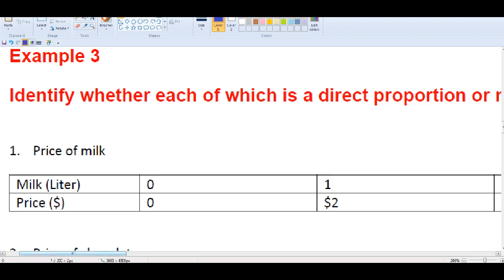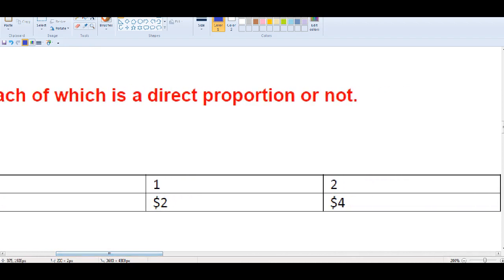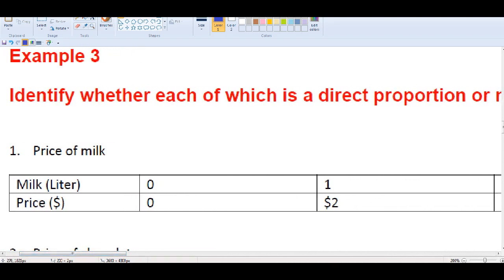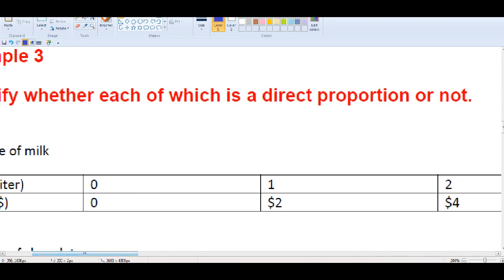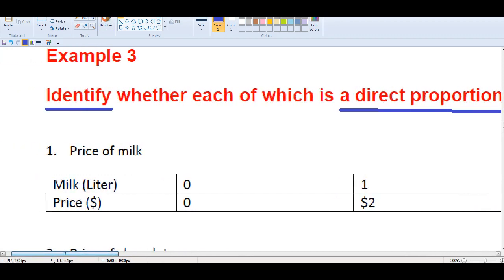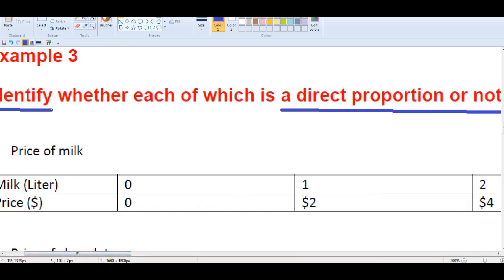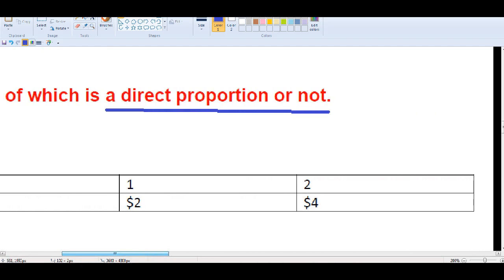So let's see. How about 2 liters, $4? Okay, the question is you need to identify each of which is a direct proportion or not. So you need to identify whether it's a direct proportion. Okay, so let's see. It includes 0, 0, right? Okay, let's see, 1 liter, then $2. Okay, so from these two numbers, what do we get?